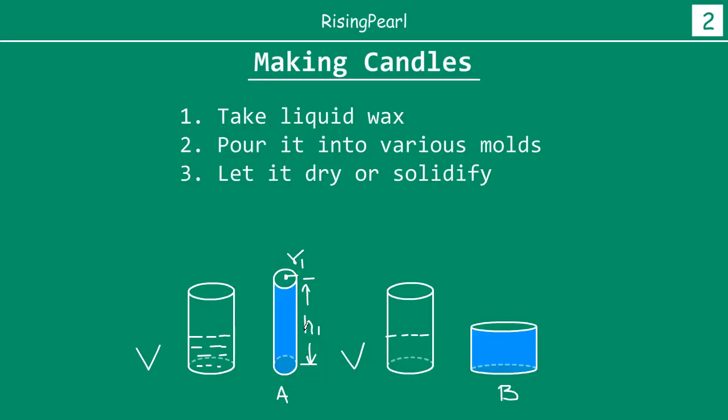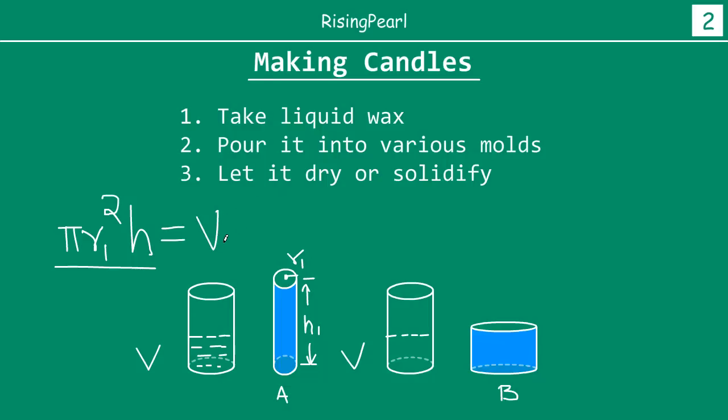So the amount of liquid wax in this will be given by the volume of the cylinder. So the volume of this cylinder will be pi R1 square times H. Now this volume, which tells us how much liquid wax is in there, because the capacity of this cylinder is the volume of the liquid wax in there, must be equal to the volume here, which was the starting volume of liquid wax.